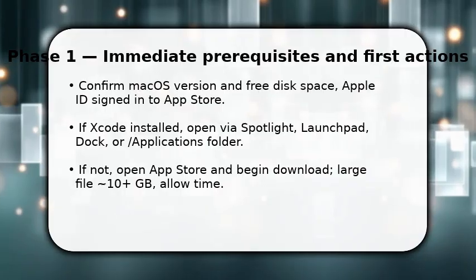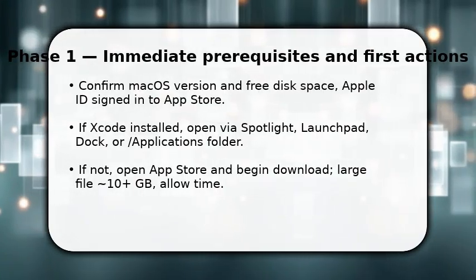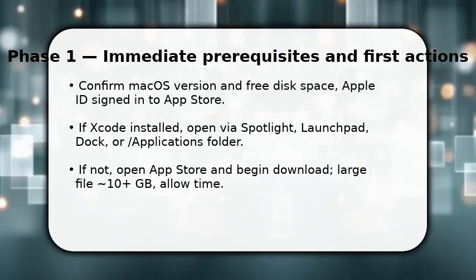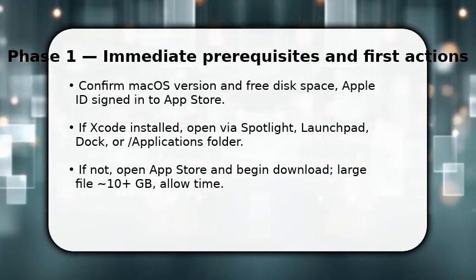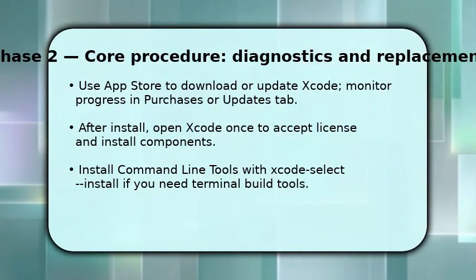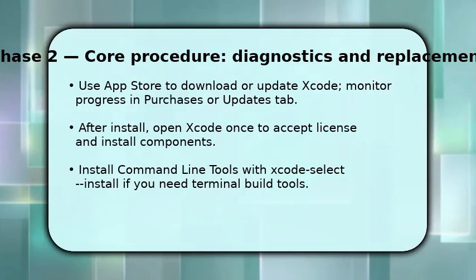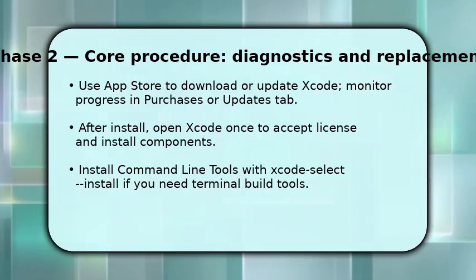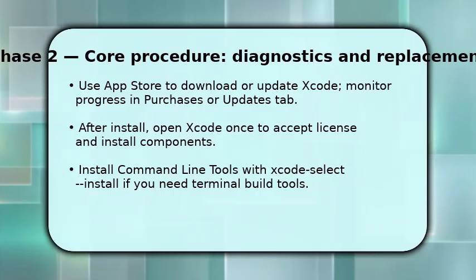If the app isn't present, open the App Store and begin downloading. This is why you checked free space. Remember, a fast connection speeds this up. If Xcode wasn't installed, search the App Store, click Get or Update, and watch the progress bar. Use the Purchases tab to resume interrupted downloads.